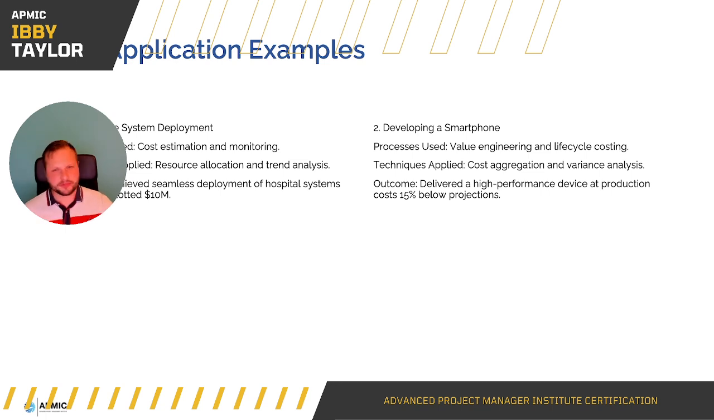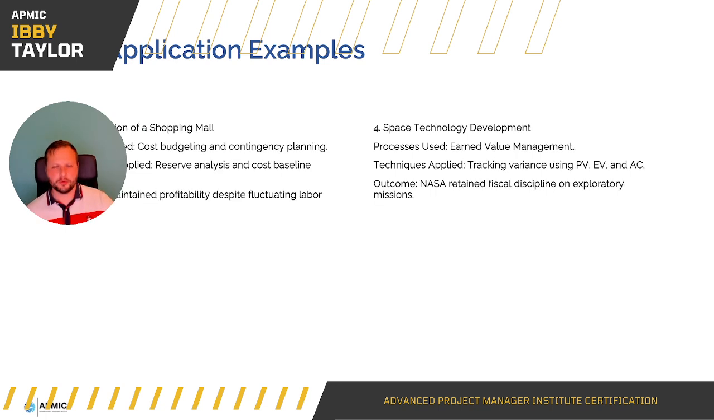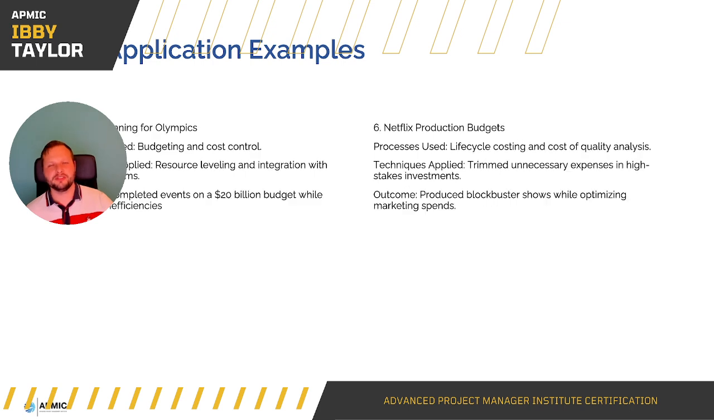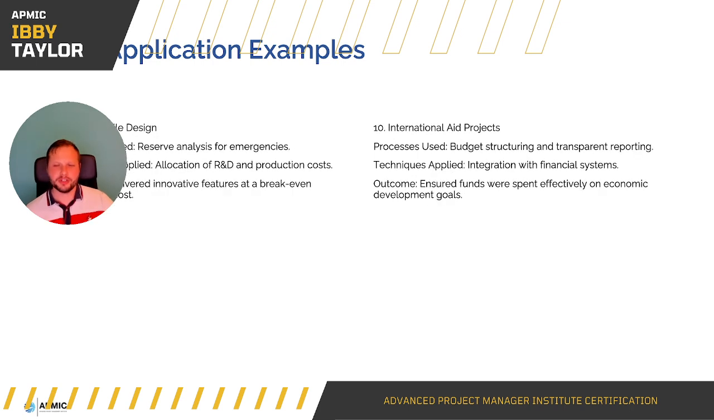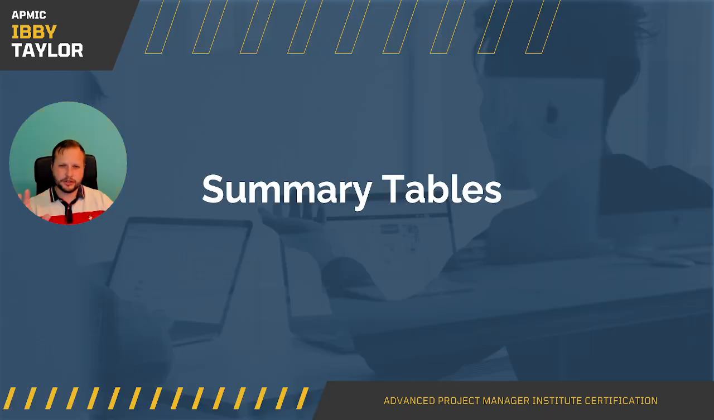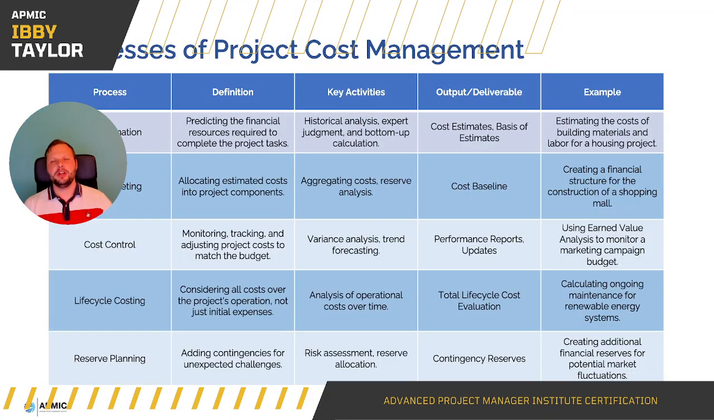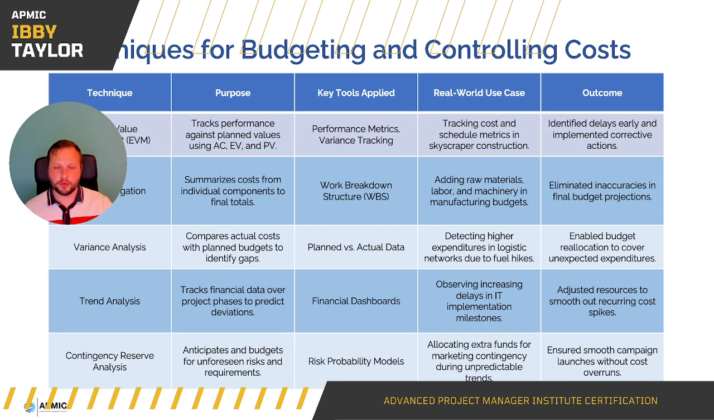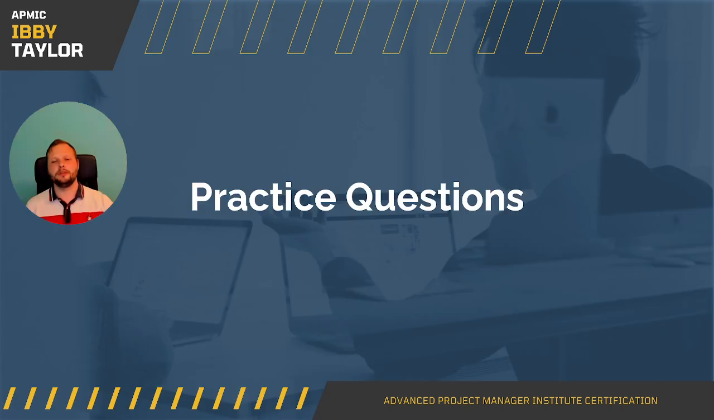So have a look through the rest of these examples and give some thought to the cost processes and techniques. Once you get to the end of these 10 examples, as always, you've got your summary tables. Read through, double check your own understanding of cost management. And then once you've done that, you've got, as always, the practice questions. Give these a go, see how you get on.